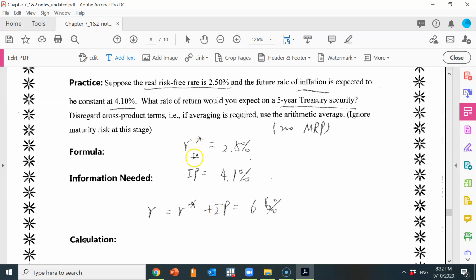Here, our real risk-free rate R star is given as 2.5%. The inflation premium IP should always be 4.1% because the inflation rate is constant, so the average is also 4.1%. So the interest rate is 2.5% plus 4.1%. We have 6.6% as the interest rate for the Treasury bond, or we can say it's the rate of return for the Treasury bond.